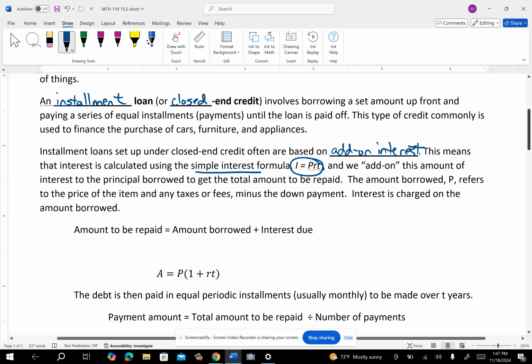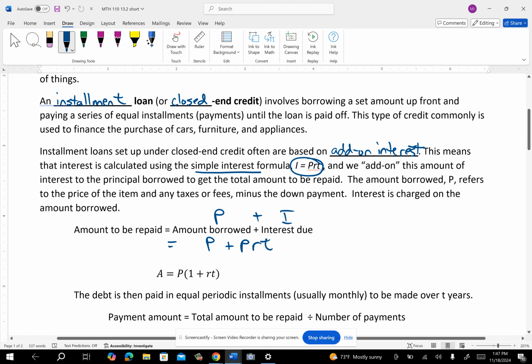We already know a formula to figure out the amount that would have to be repaid on a loan if we were dealing with simple interest. The amount borrowed would be your P. The interest due, that's your I, is calculated using PRT, isn't it? So we add the amount borrowed and the interest, PRT, and that tells us the amount that needs to be repaid. That's like the future amount of that loan.